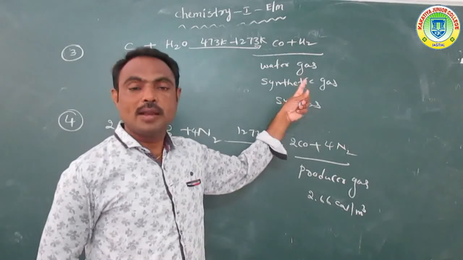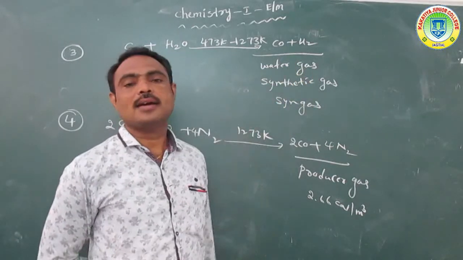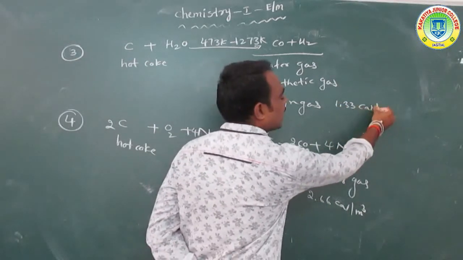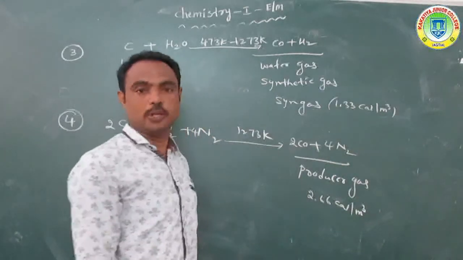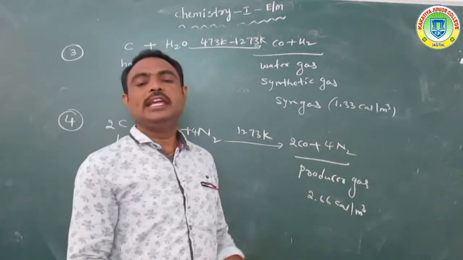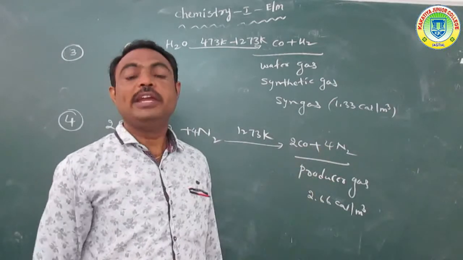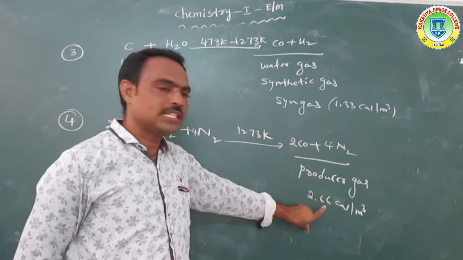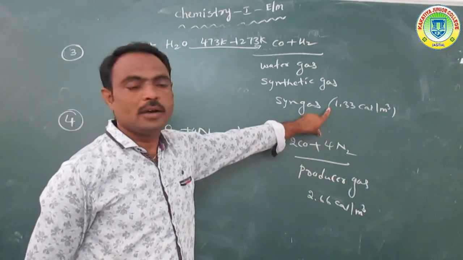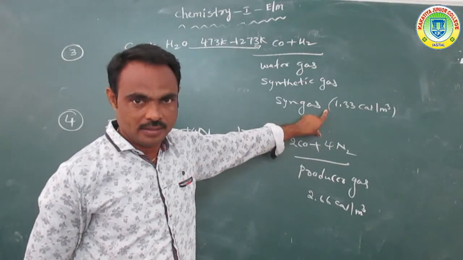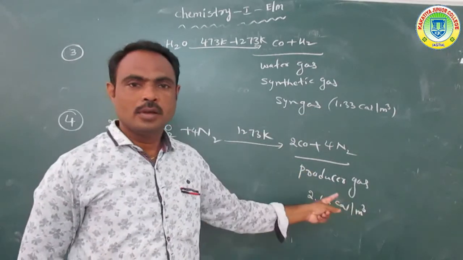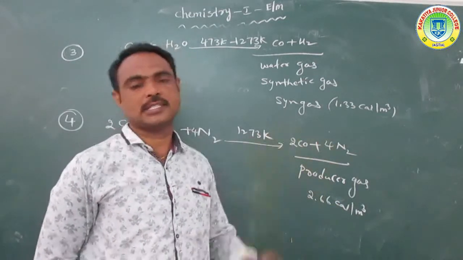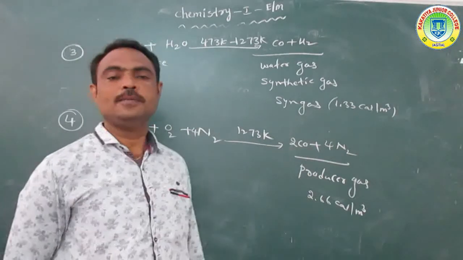But when we burn water gas, it gives 1.33 calorie per meter cube calorific value. So producer gas gives more energy, but water gas gives less energy. Due to this reason, producer gas is a more efficient fuel than water gas. Okay, it is a very important question.